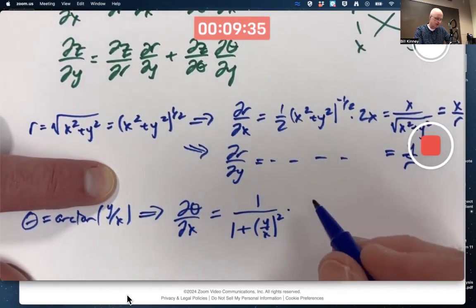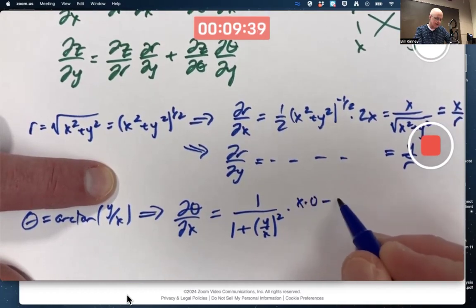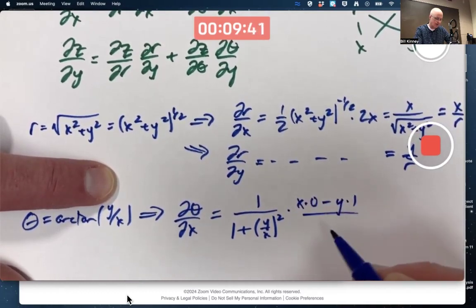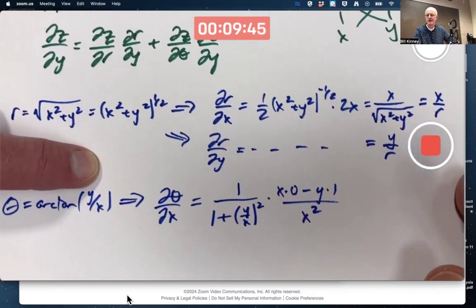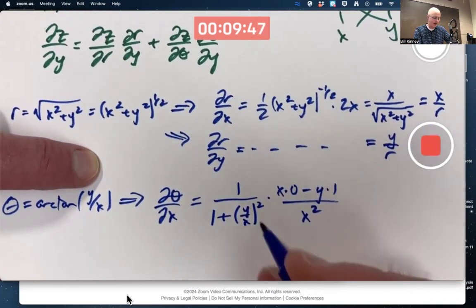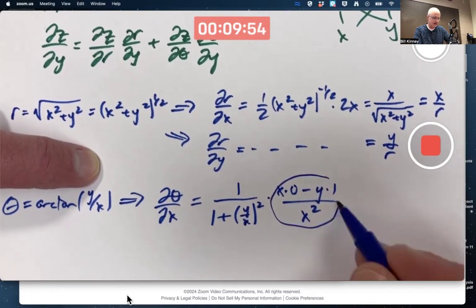Use the quotient rule. Low d high minus high d low, differentiating with respect to x over the square of what's below. I'm not assuming y is a function of x, so its derivative with respect to x is 0. This simplifies to negative y over x squared.